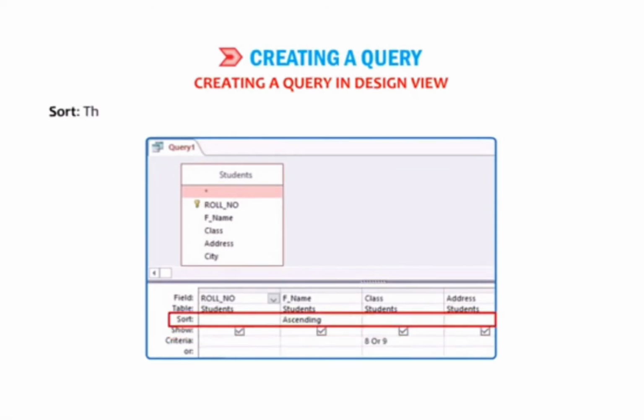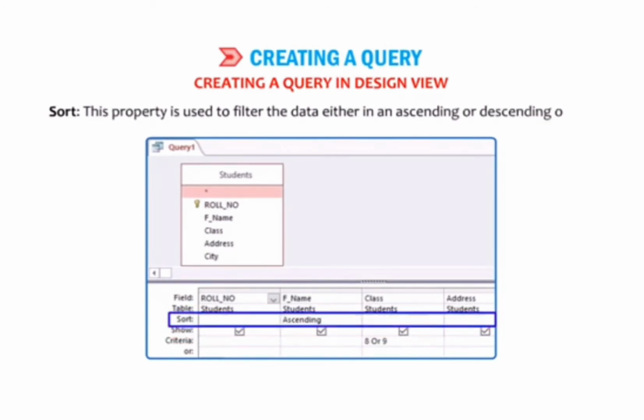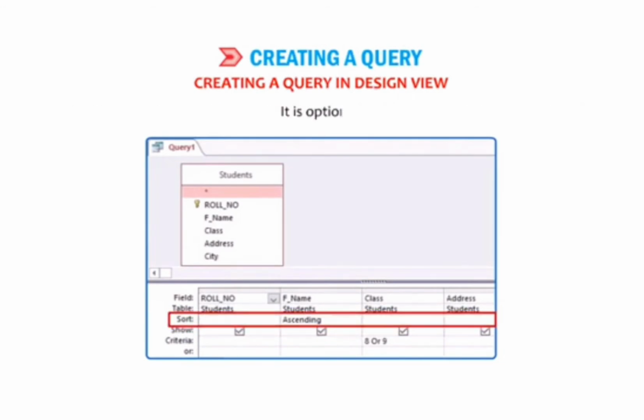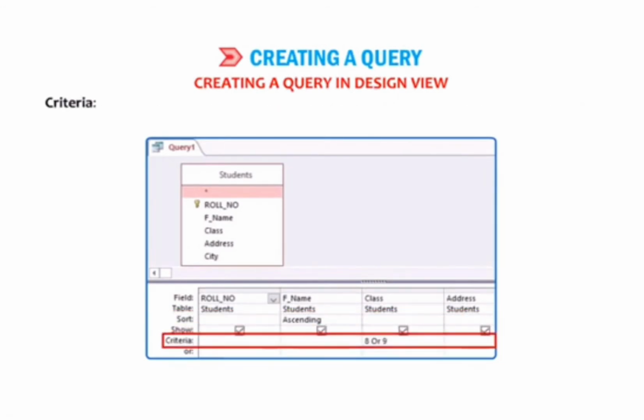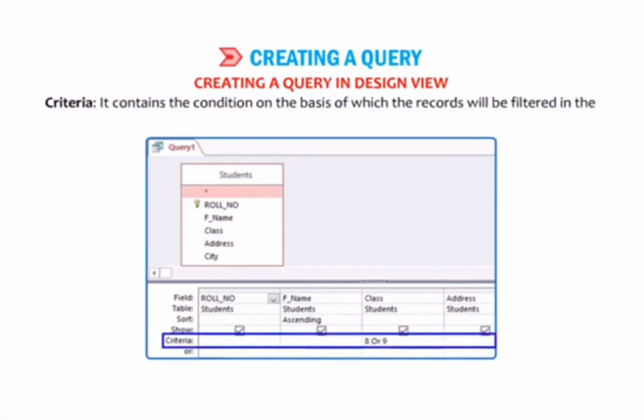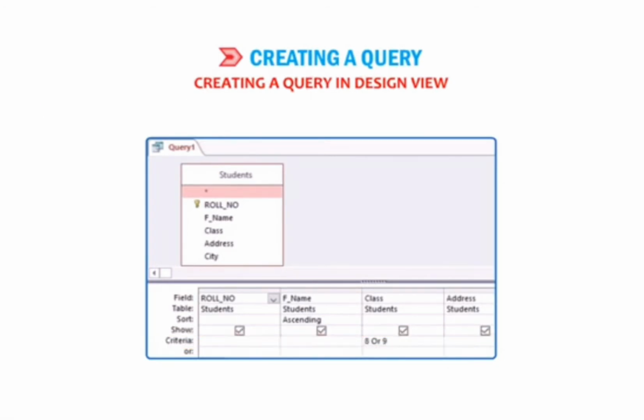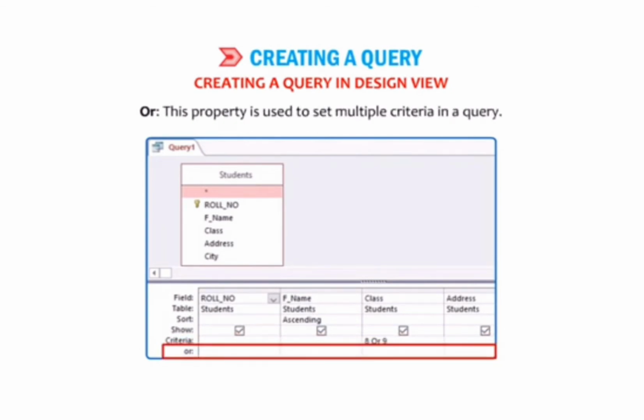Sort. This property is used to sort the data in either ascending or descending order. It is optional. Criteria. It contains the condition on the basis of which the records will be filtered in the query output. Or, this property is used to set multiple criteria in a query.